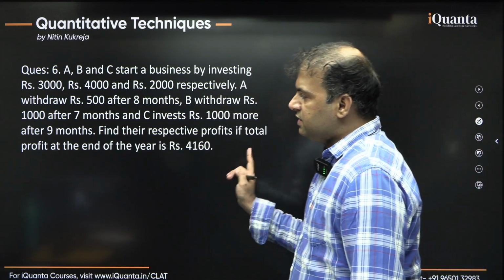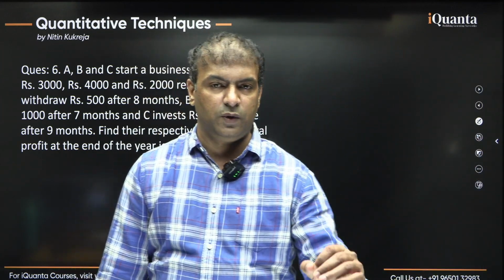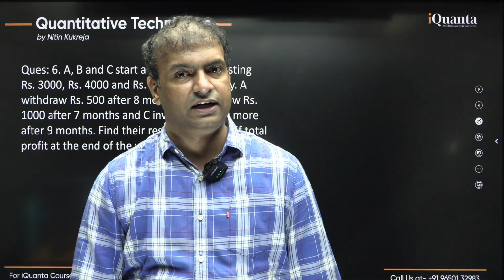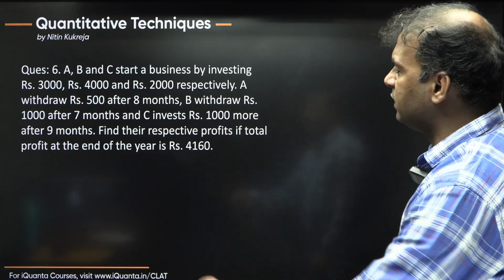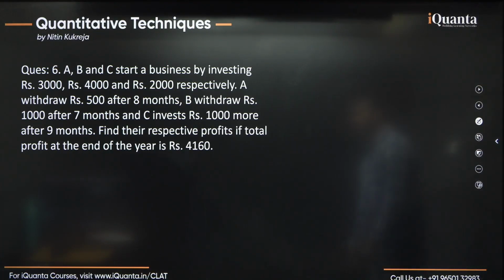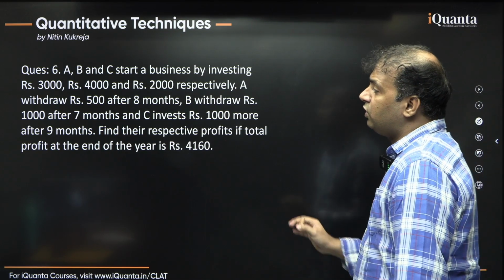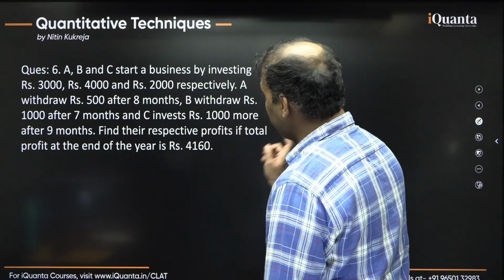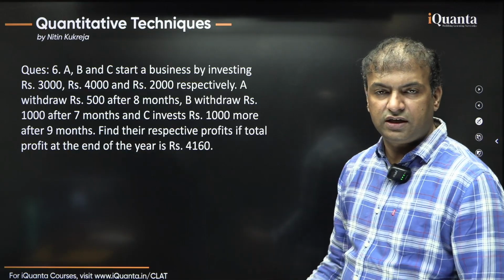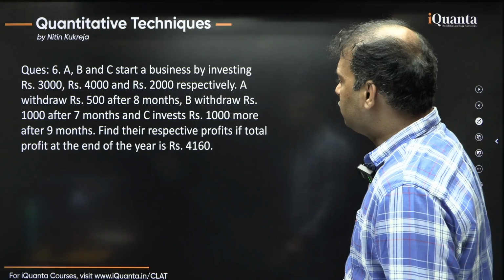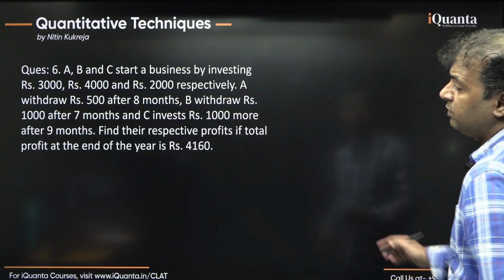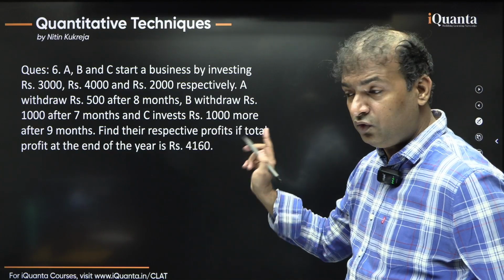Okay, guys, in this problem, the investment of people will keep changing. Let me read this. The question says that A, B, C start a business by investing rupees 3000, 4000 and 2000 respectively. Then they are saying that A withdraws rupees 500 after 8 months, B withdraws rupees 1000 after 7 months, C invests rupees 1000 more after 9 months. So you can see the investments of the people keep changing, something different. Now the question is, find out their respective profit if the profit at the end of the year which they make is rupees 4160.